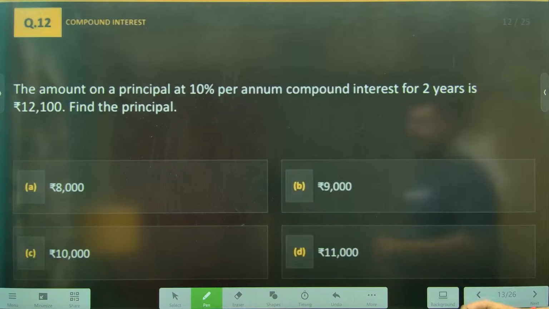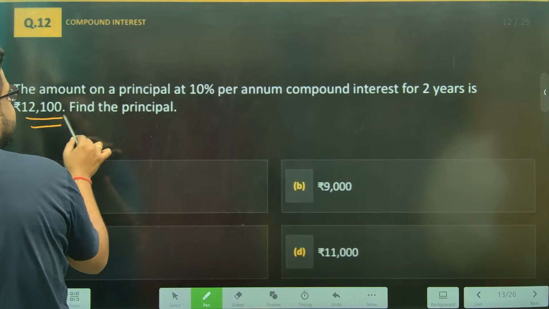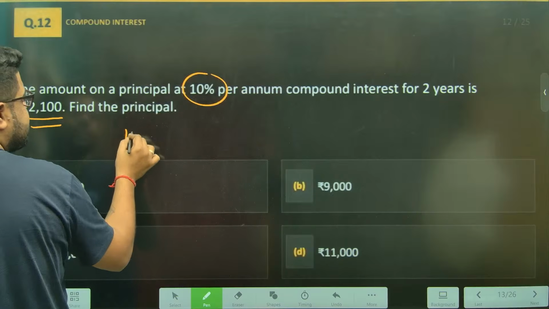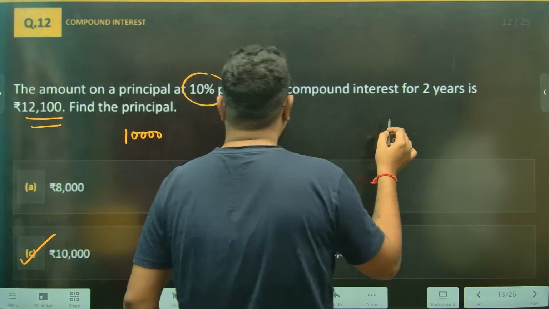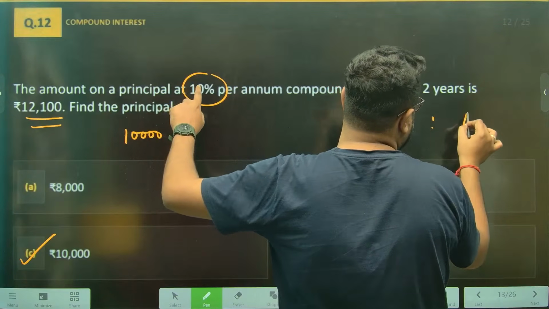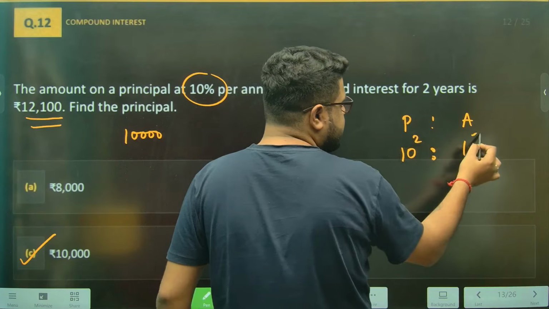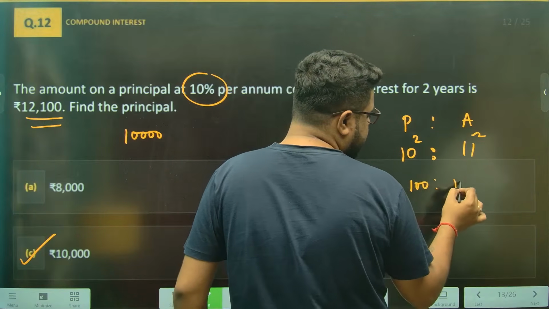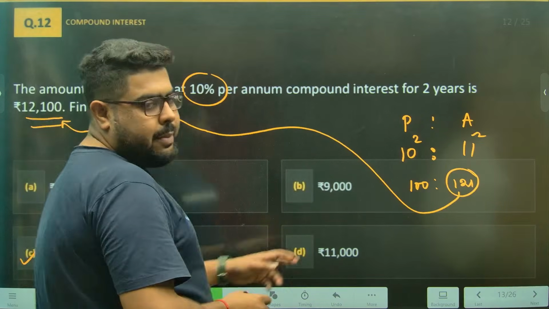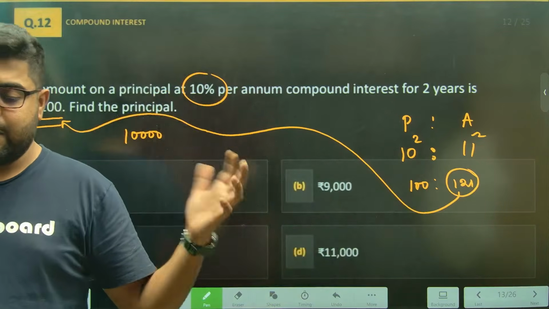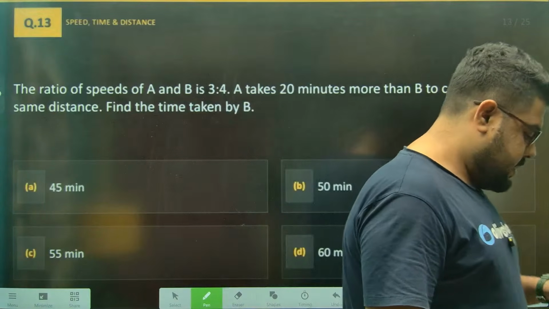Chalo. Amount of compound interest is this. Very simple. Amount is 12,000, rate of interest is 10%. You should know principal is 10,000. Again, actual method. 10% is 1 by 10. So if 10 rupees is my principal, 1 rupee is interest, so 11 rupees amount. For 2 years, the ratio will be 100 is to 121. 121 parts is equal to this amount. So what will the principal be? 10,000. Clear, everyone? Next one, please, sir.